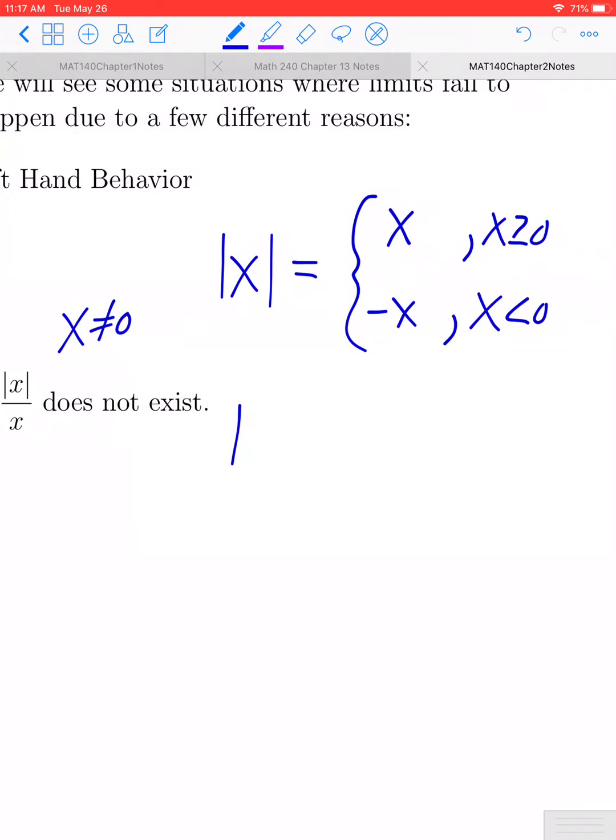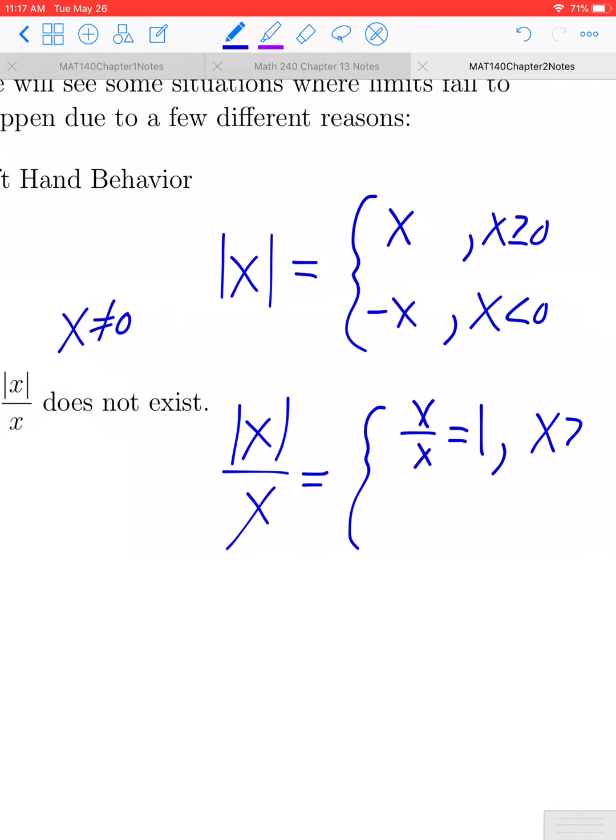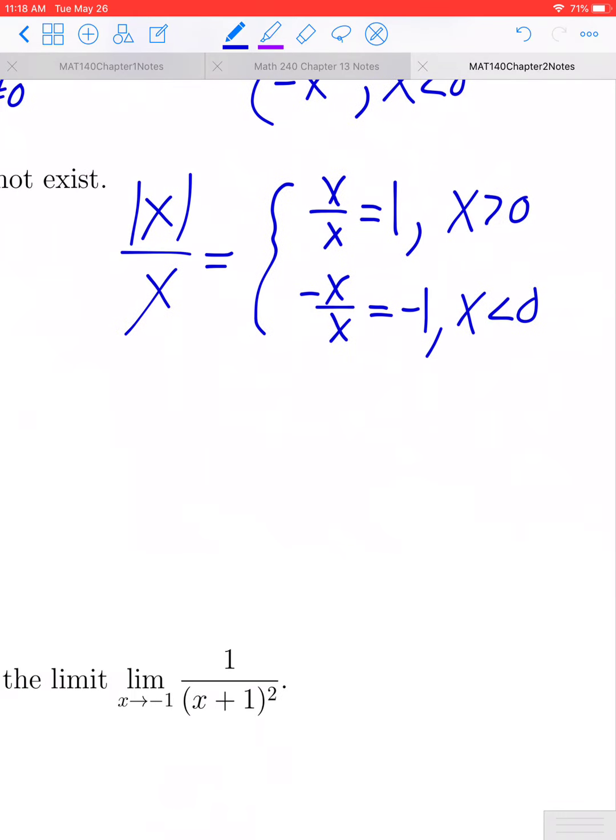So what does that mean for this function, the absolute value of x divided by x? Well, it's going to be equal to x divided by x, which is equal to 1 when x is greater than 0. Again, I can't put the equals bar here because we're not allowed to divide by 0. And it's going to be negative x divided by x, which is negative 1 when x is strictly less than 0. So if we were to graph this function, here's what we would notice.